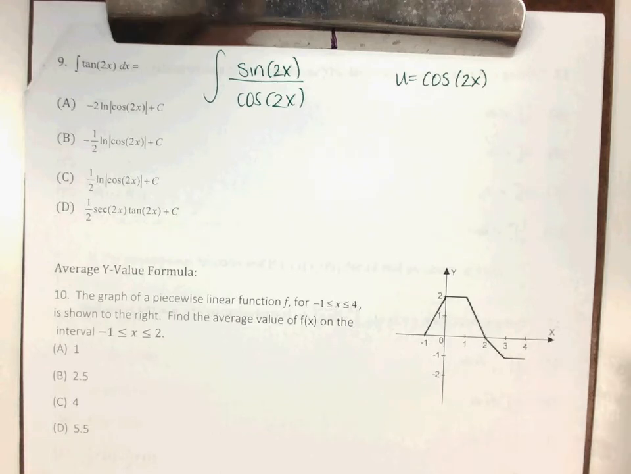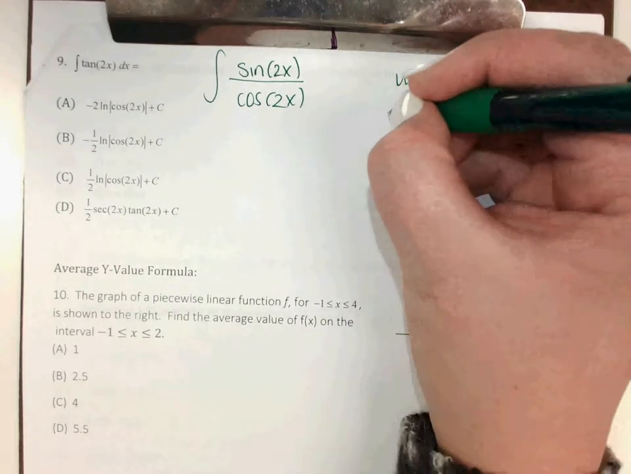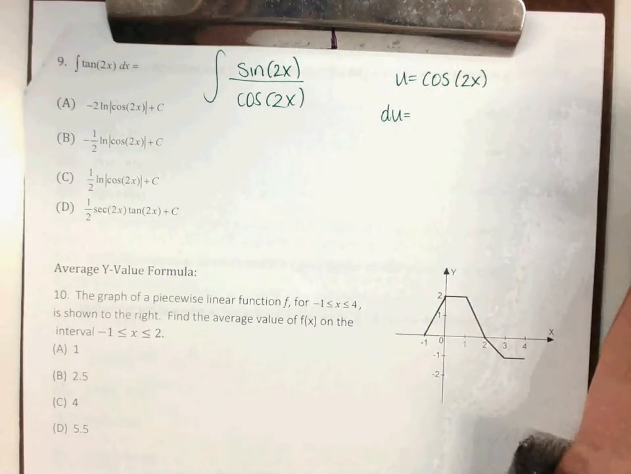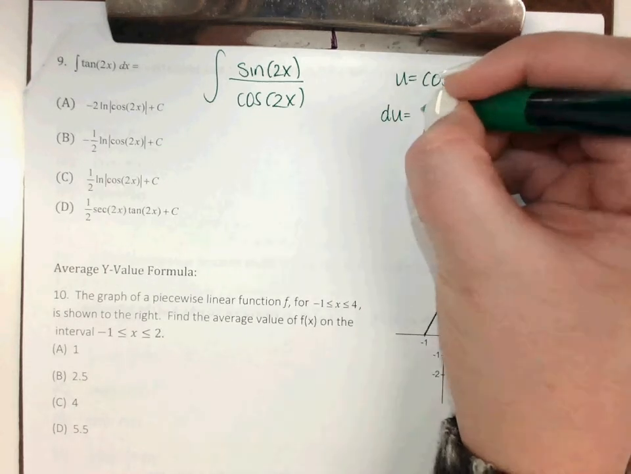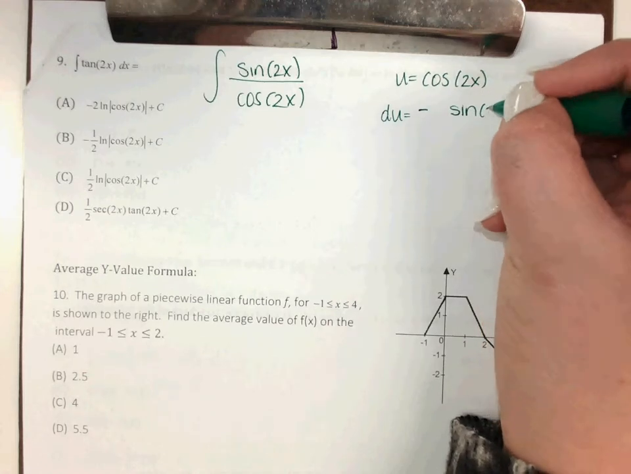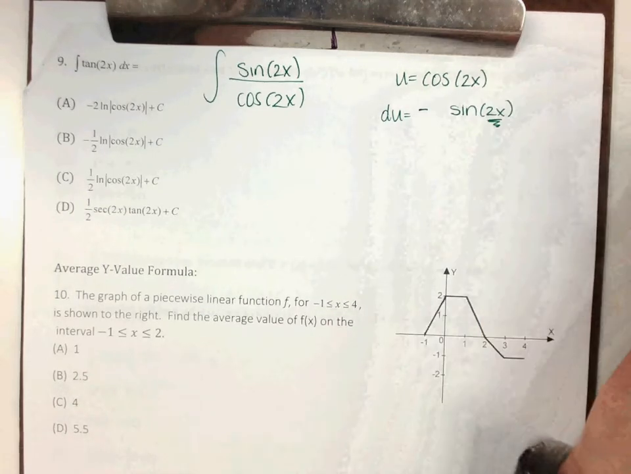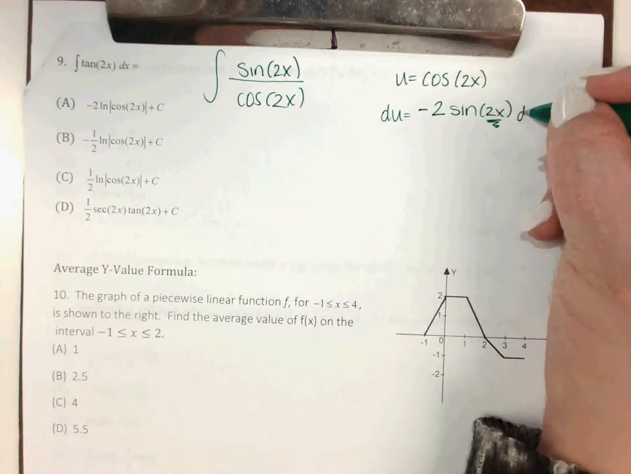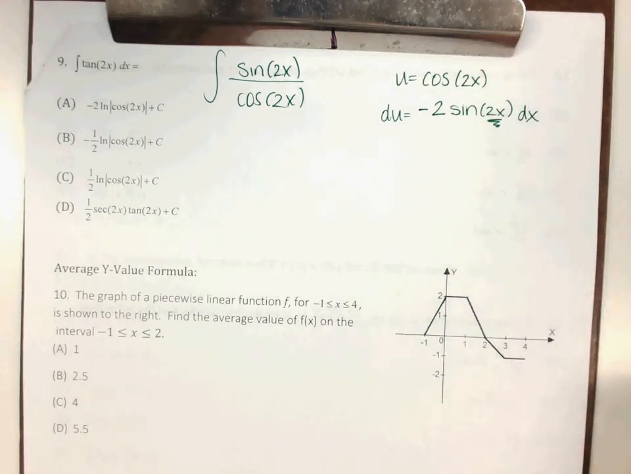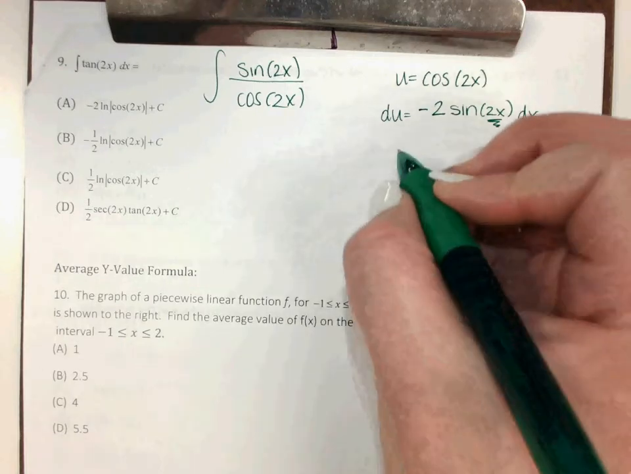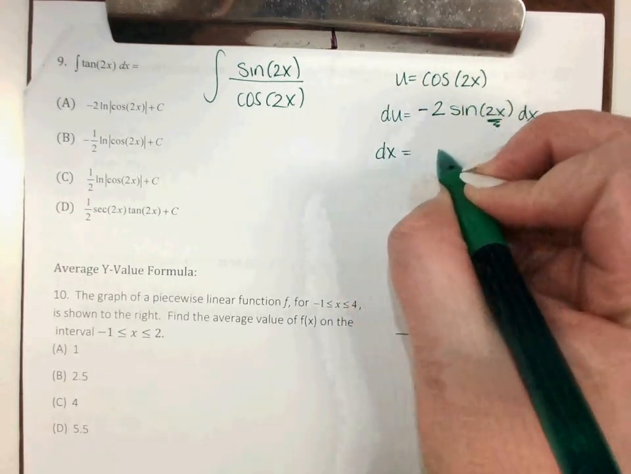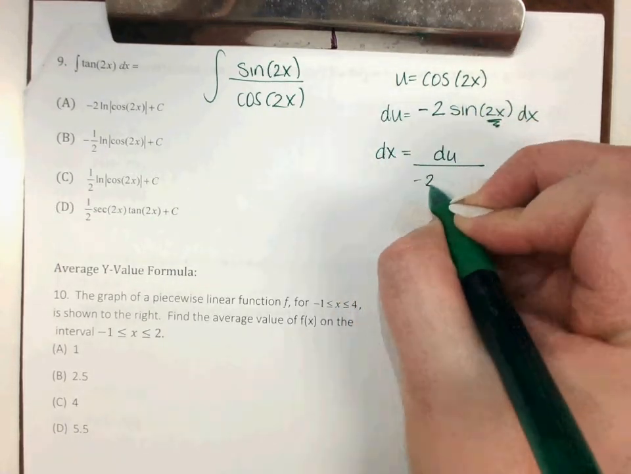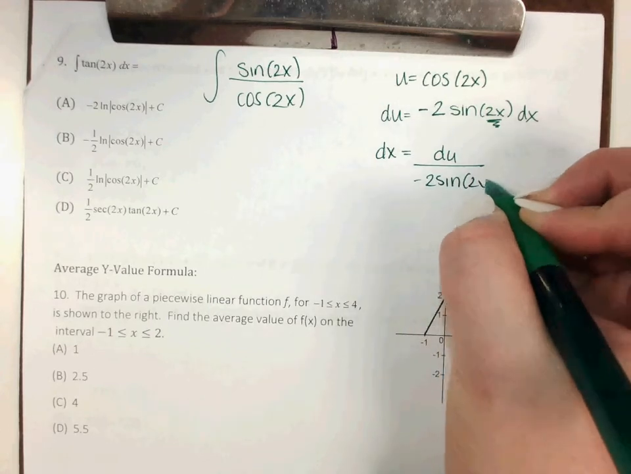If cosine 2x is my u, what is the derivative of that? So derivative of cosine is negative sine 2x. But then chain rule, what's the derivative of 2x in the middle? 2. Times it by 2. And then dx at the end. Which means that my dx is really du over negative 2 sine 2x.